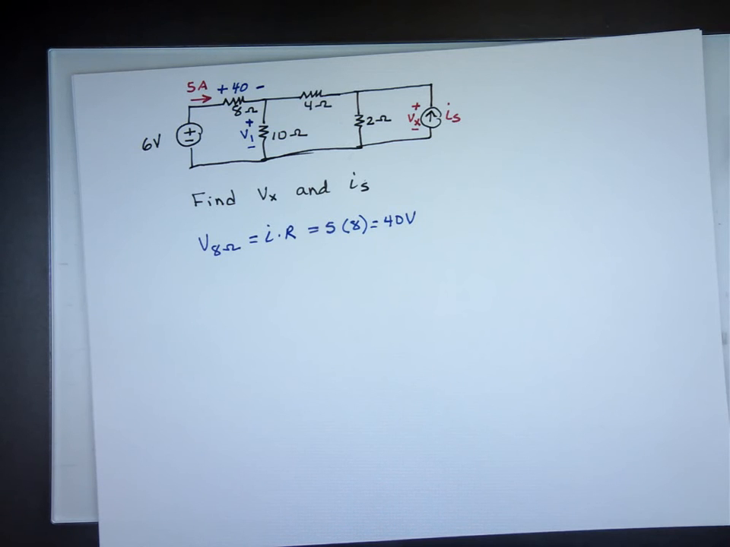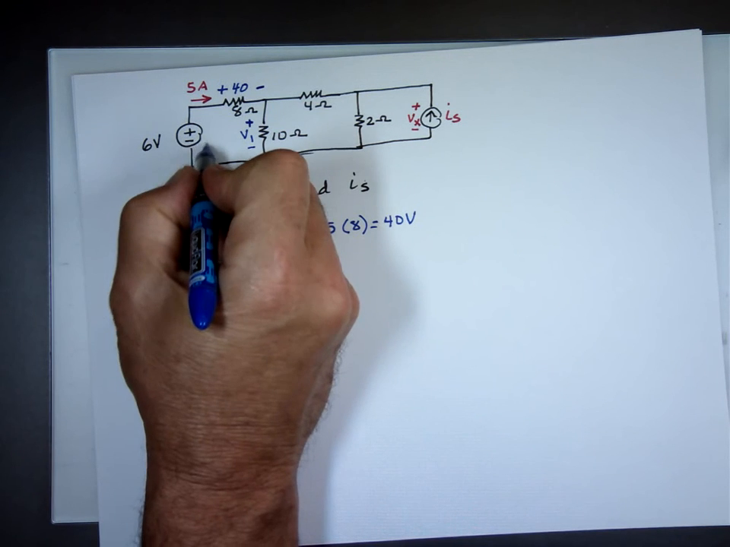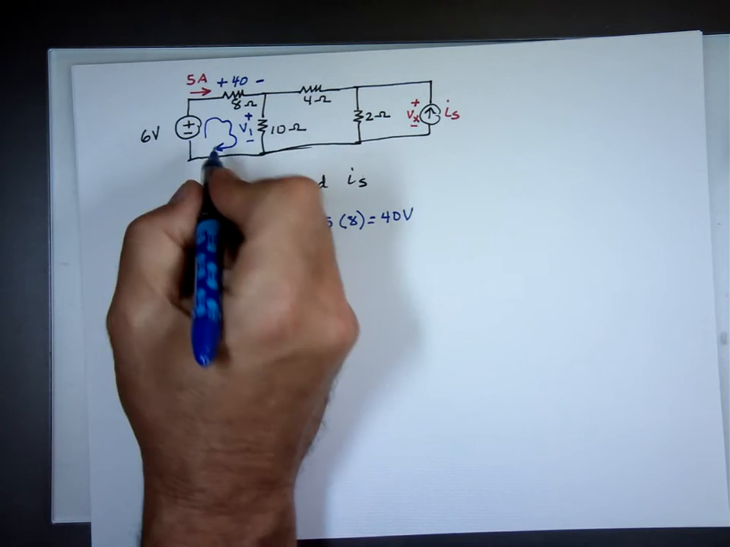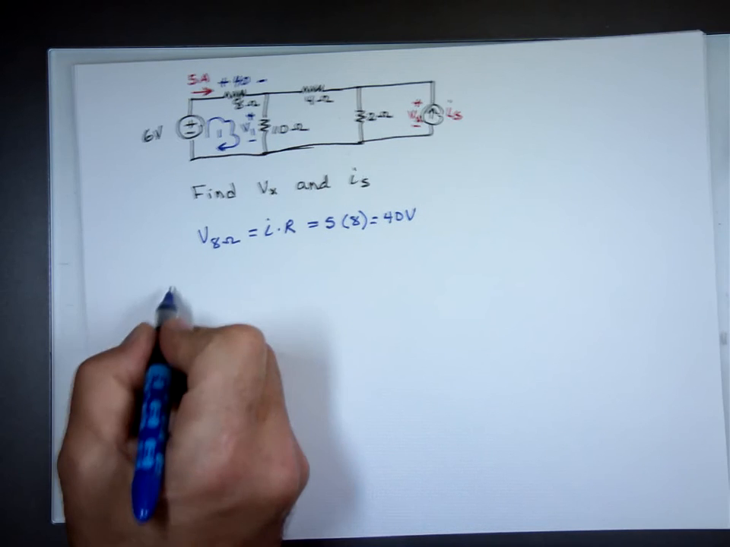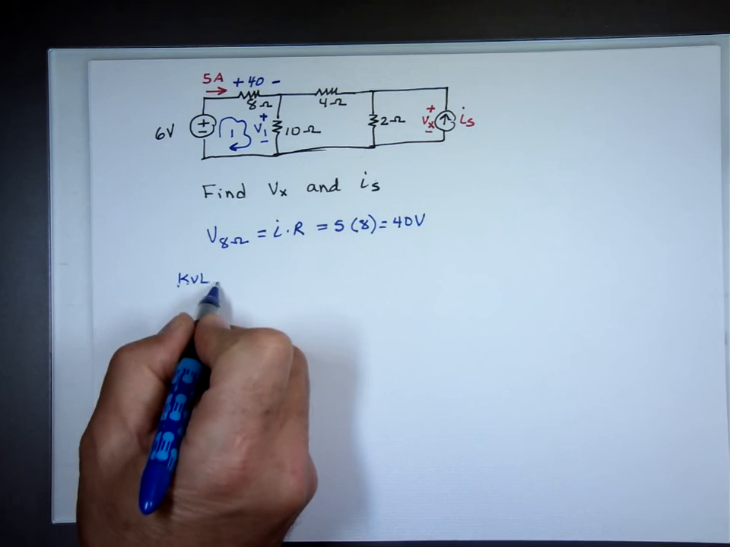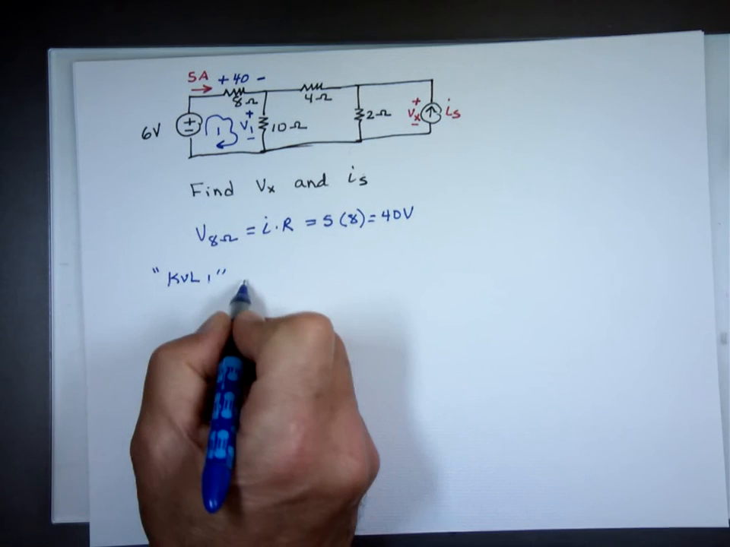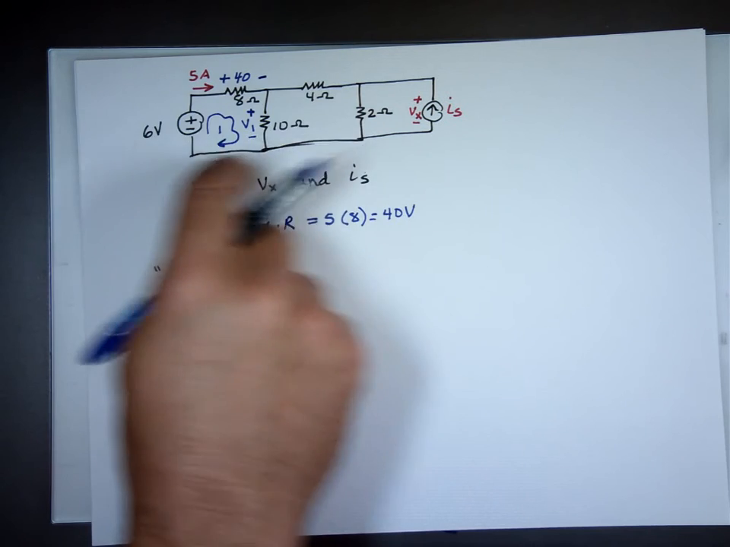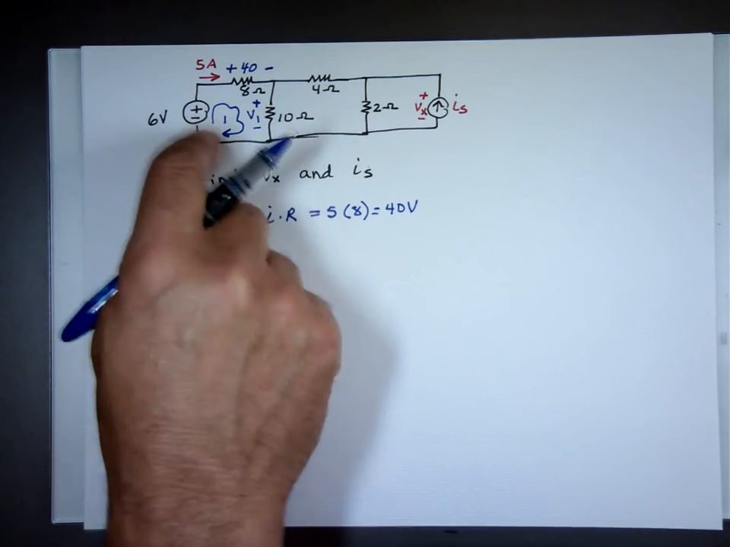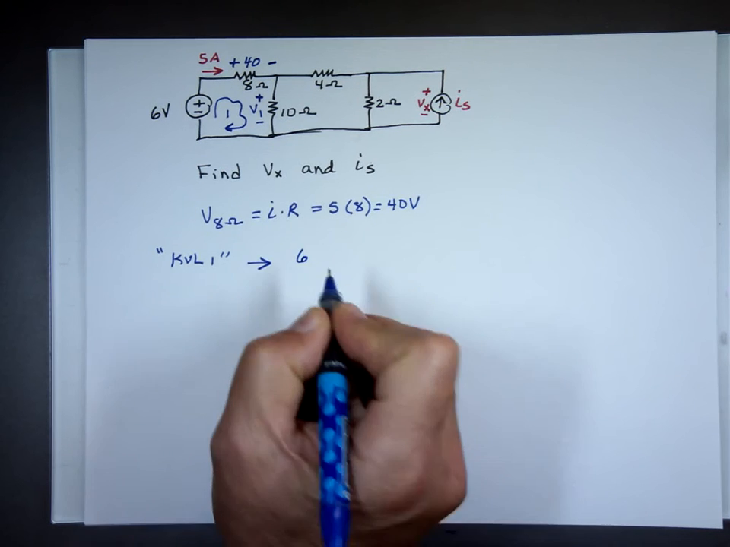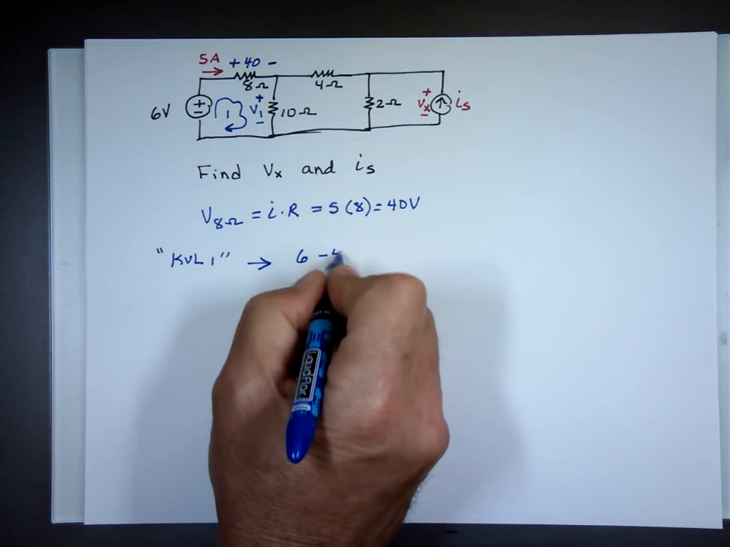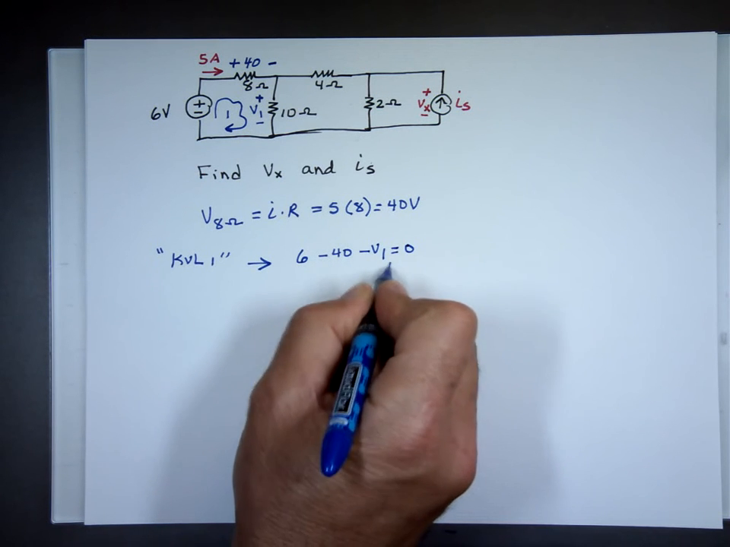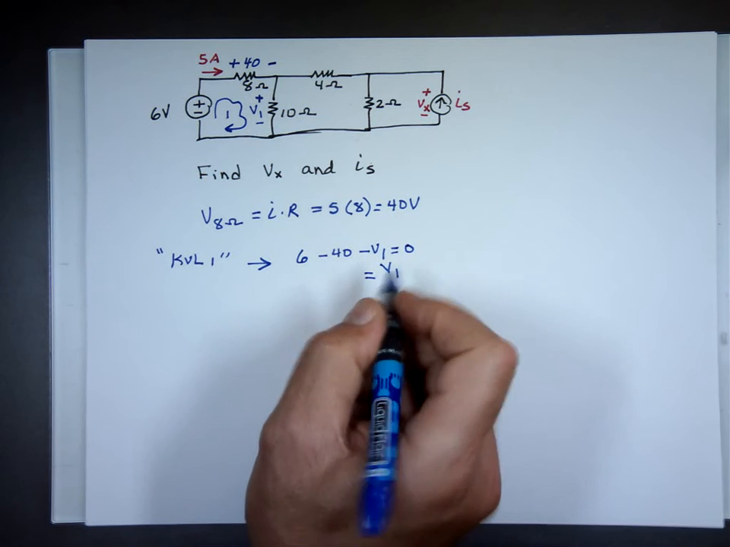How? There's a closed loop right there, see it? I can go inside this one. Let's call it loop number 1. So if I do KVL for loop 1, this is loop number 1. The sum of the voltages in a closed loop is 0. 6 minus 40 minus V1 is equal to 0. V1 is equal to what? Is it negative 34?